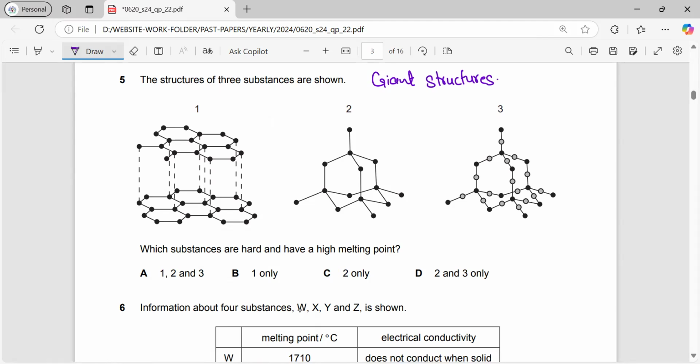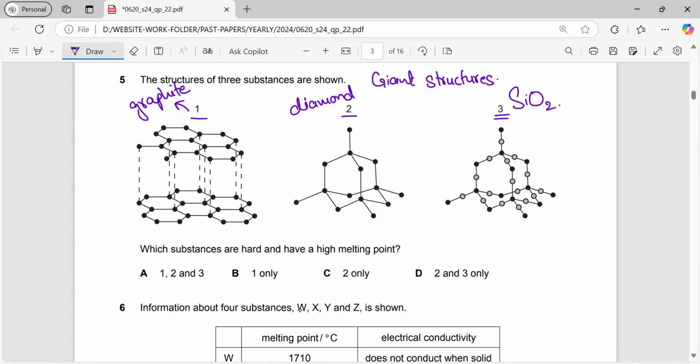Now, you have to remember which structure is of which substance. Diagram 1 is of graphite. Diagram 2 is of diamond. Diagram 3 is of silicon oxide, silicon dioxide.